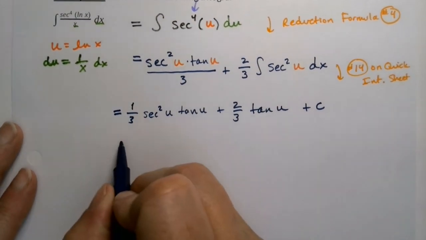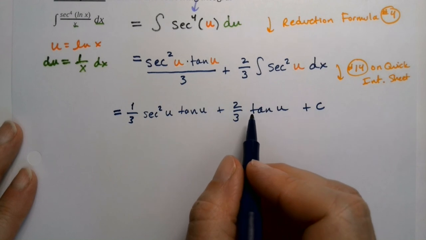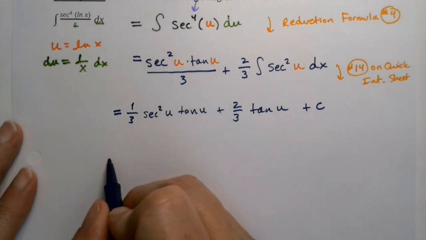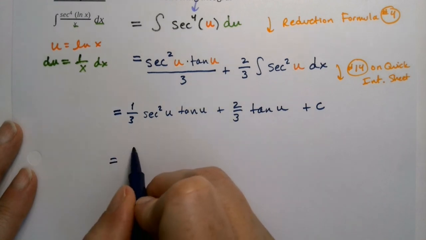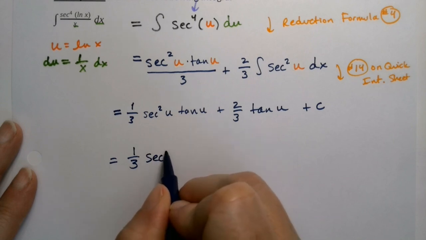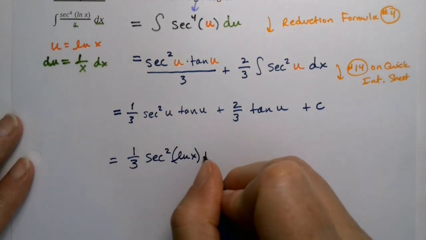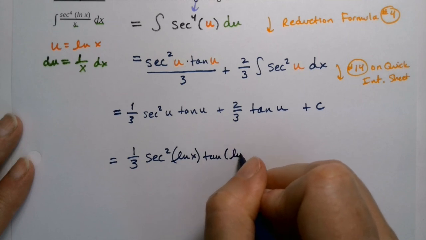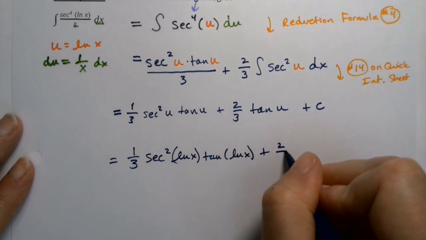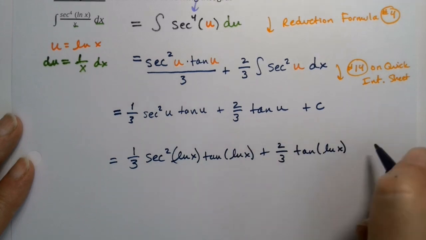All right, so then now all I'll have to do is put back in what u was. u was the natural log of x. So this is 1/3 secant squared of the natural log of x, tangent of the natural log of x, plus 2/3 tangent of the natural log of x, plus c.